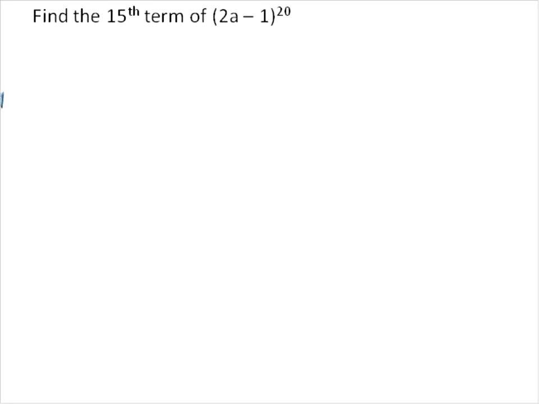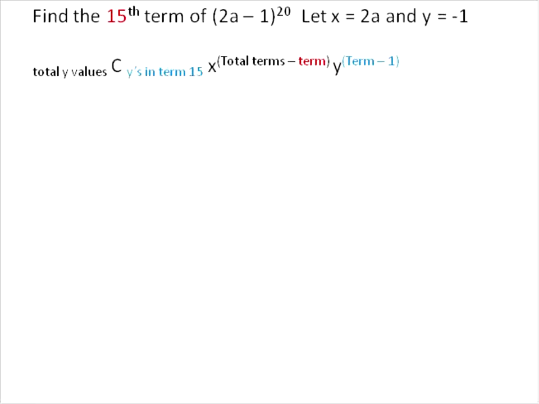Let's look at this question real quick. We're looking for the 15th term of 2a minus 1 to the power of 20. I know we're doing 2a minus 1, but really, let's make it into more of an x plus y. So we'll substitute 2a equals x and negative 1 equals y. Now we have x plus y to the power of 20. We're looking for term number 15. So that's our y and that's our x value. Our combination is going to be the total number of y values, so that'll be 20. The y's in term number 15 is 15 minus 1, so that'll be 14.